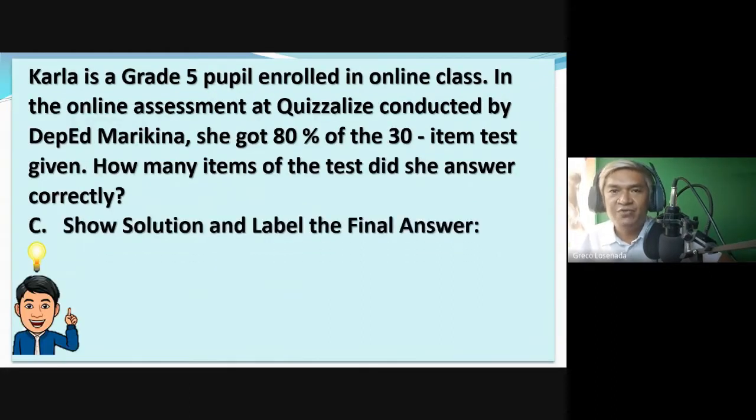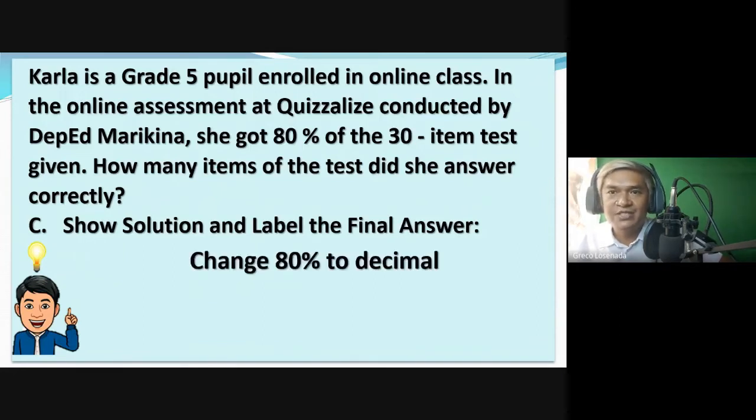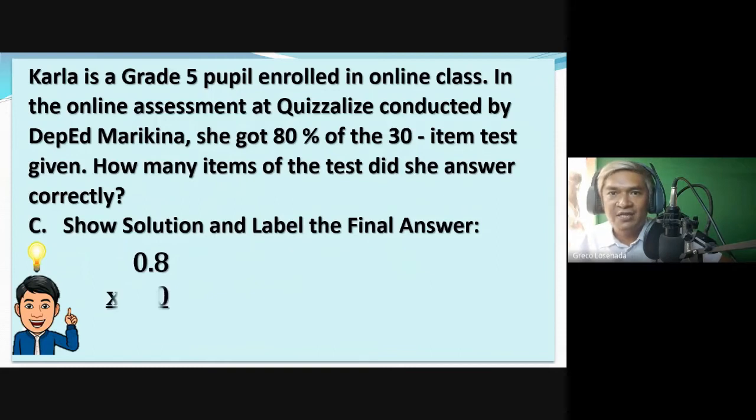Now, let's proceed to the third step. Show the solution and label the final answer. Here, we're going to use strategy 1, wherein we're going to change the rate to decimal. So, we need to change 80% to decimal. It will become 0.8 or 8/10. Then, we multiply it by 30.